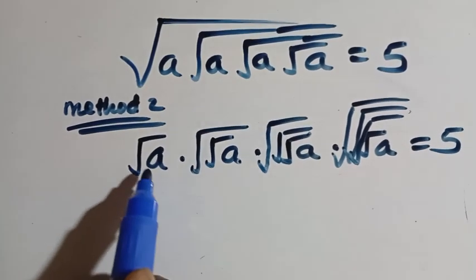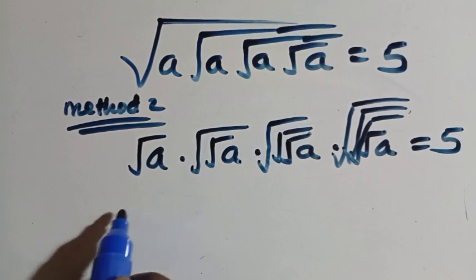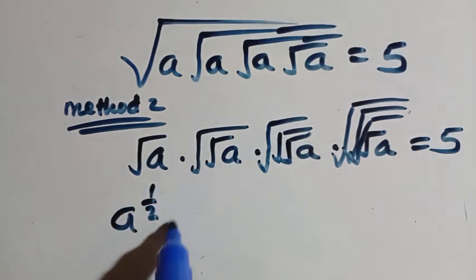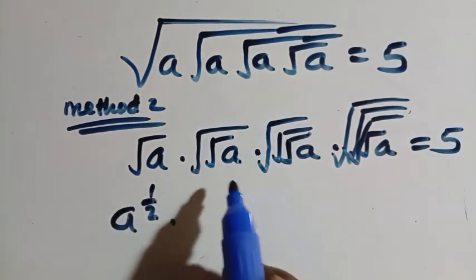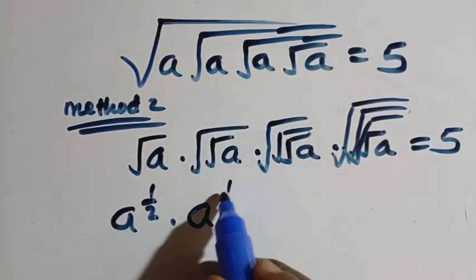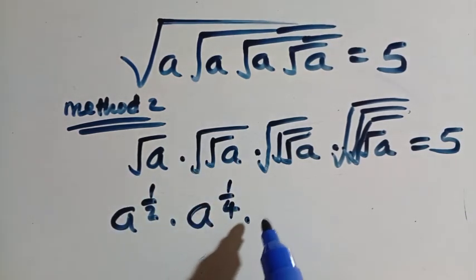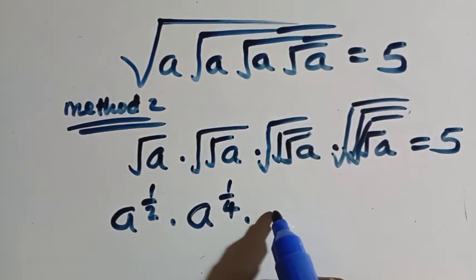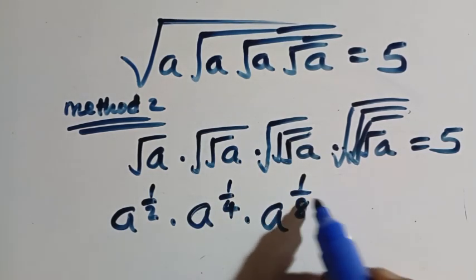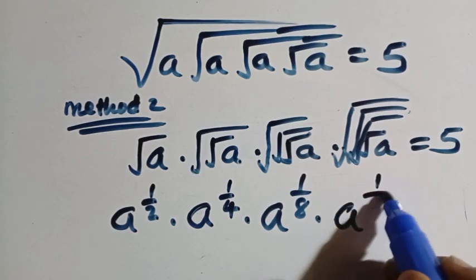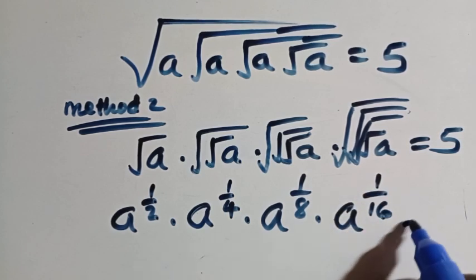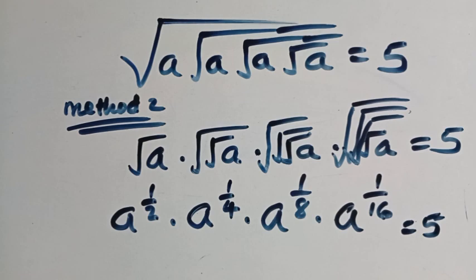So from here we have the square root of a. We can write it as a raised to the power 1 over 2 multiplied by the next. Since this one is 1 over 2 and this is 2 roots, we have it as a raised to the power 1 over 4 multiplied by the next. With 3 roots, we have a raised to the power 1 divided by 8, and with 4 roots, we have a raised to the power 1 over 16, and everything equals 5.